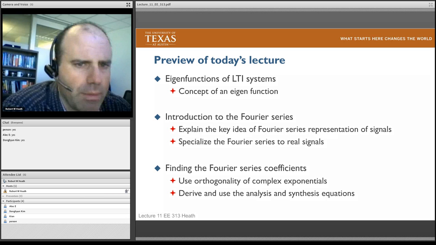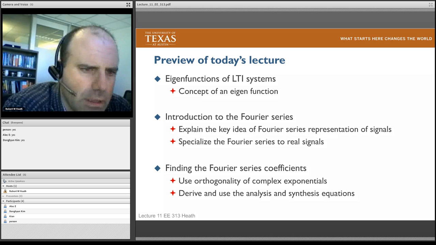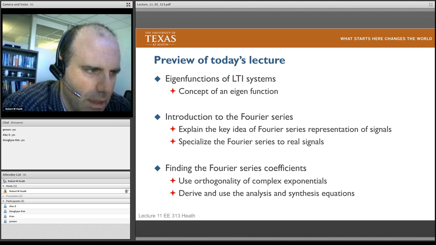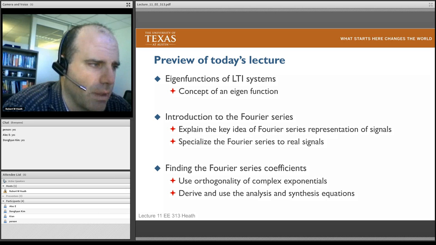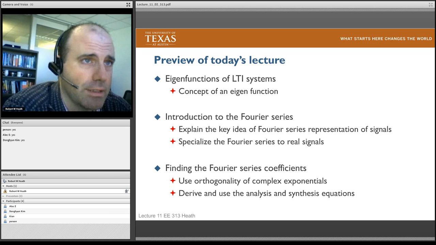Here I'm going to go through a particular derivation that's in the book, but it's not highlighted quite the same way. There's going to be an important concept of orthogonality that comes up, and you should be able to use this orthogonality concept to derive and use the analysis and the synthesis equations.